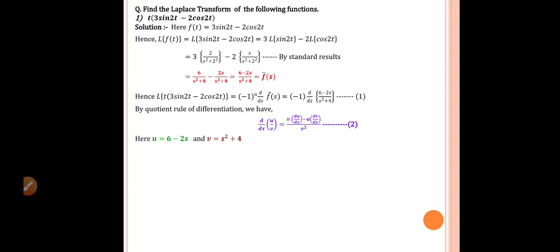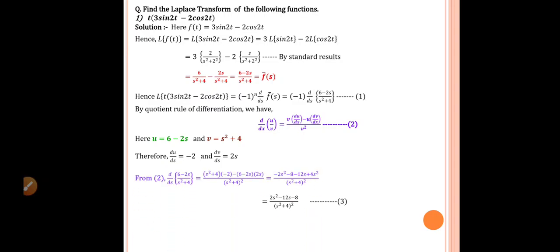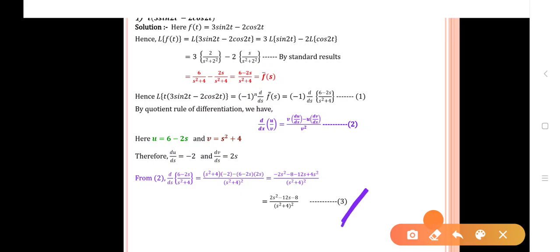So before applying this result, first find their derivatives. So du by ds is minus 2 and dv by ds is 2s. Just apply the differentiation formulae. So from 1 and 2 you will get the derivative of this 6 minus 2s upon s square plus 4 as the result 3, 2s square minus 12s minus 8 upon s square plus 4 bracket square. So this is the simplified form of this differentiation result.